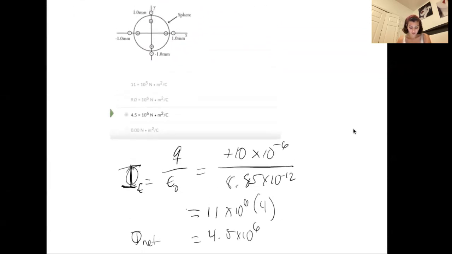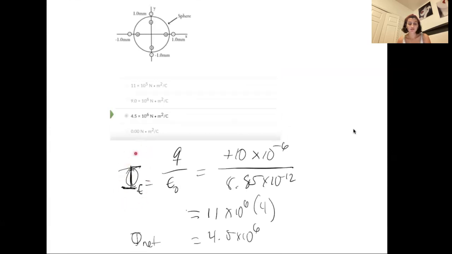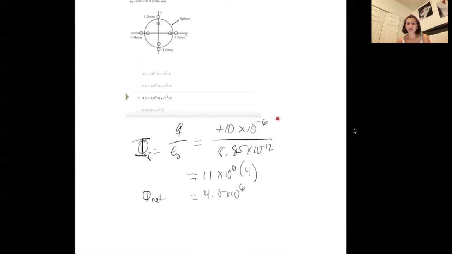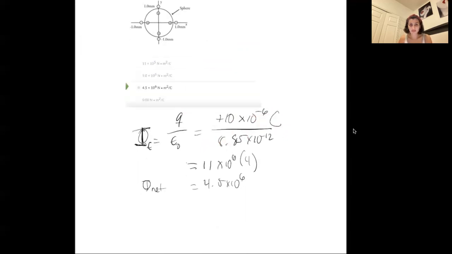We just use the equation for our electric flux. This looks disgusting, but this is the little symbol, which is just charge over your electric constant. The charge is given here in microcoulombs. So we multiply by 10 to the negative 6 to make sure that it's in actual coulombs, and I missed a sign here.